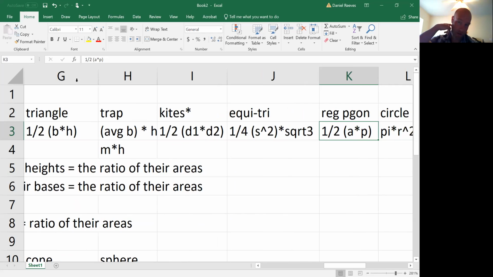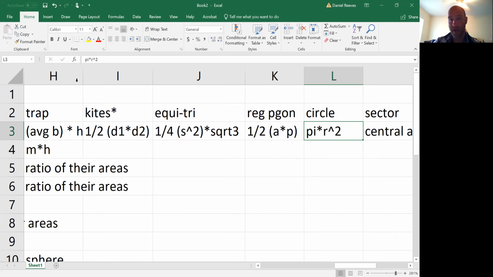A regular polygon is 1/2 apothem times perimeter. That apothem starts at the center of a polygon and is the perpendicular bisector of one of the sides, and P, of course, is the perimeter. An example of an extreme regular polygon is a circle. This formula would work for a circle as well, but the area is just pi r squared to be simple.